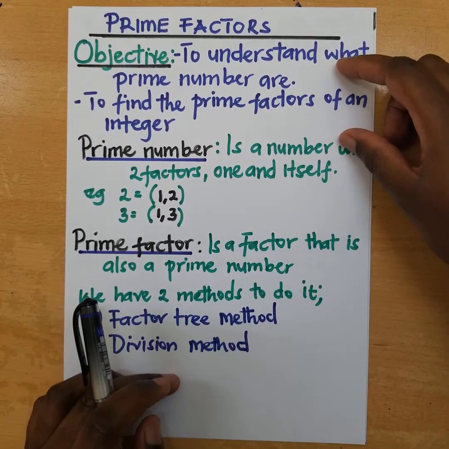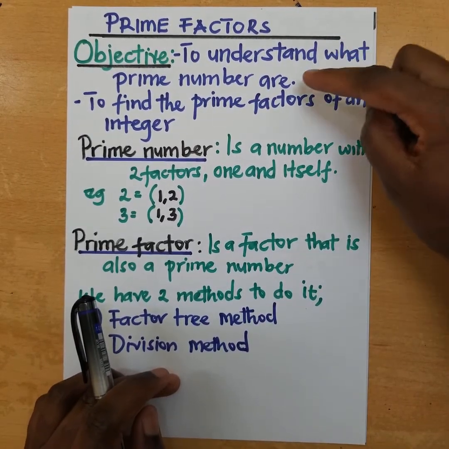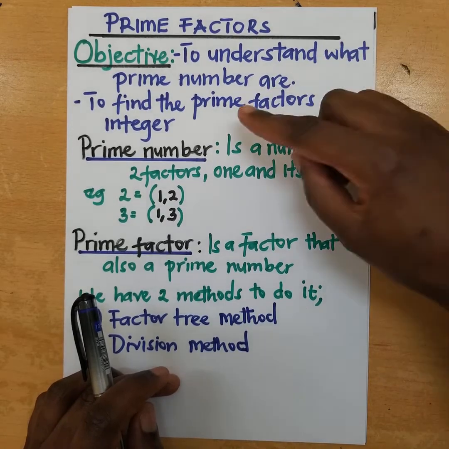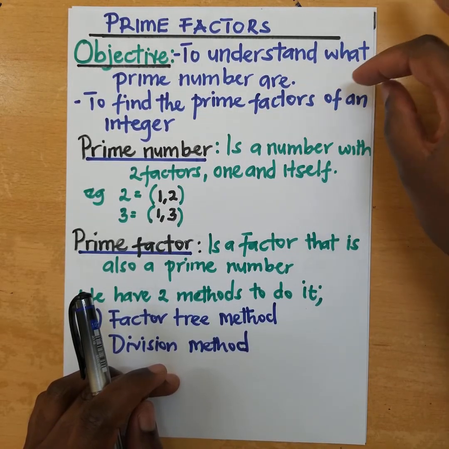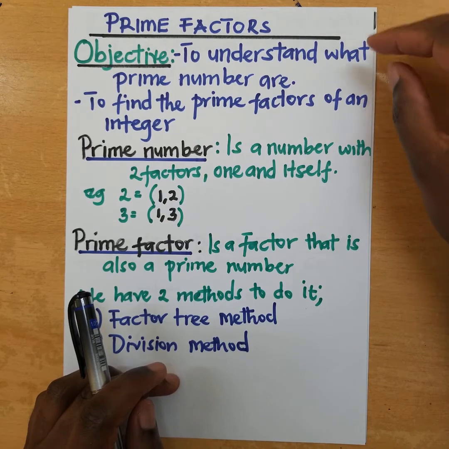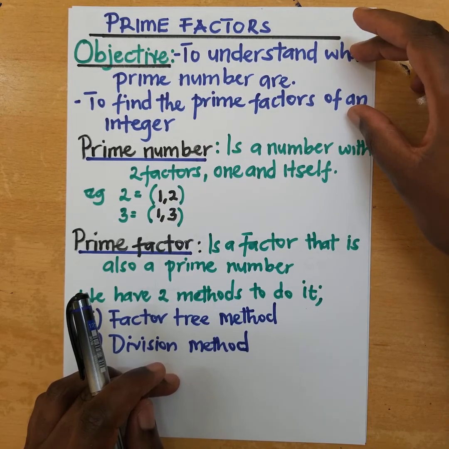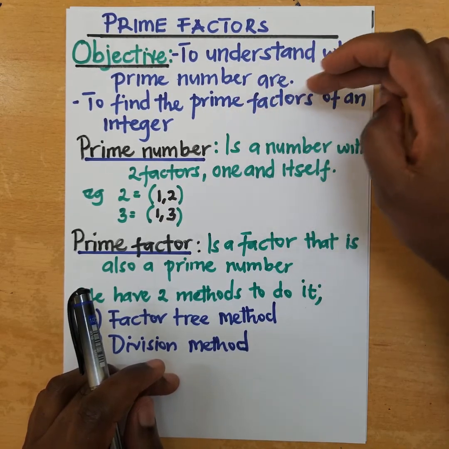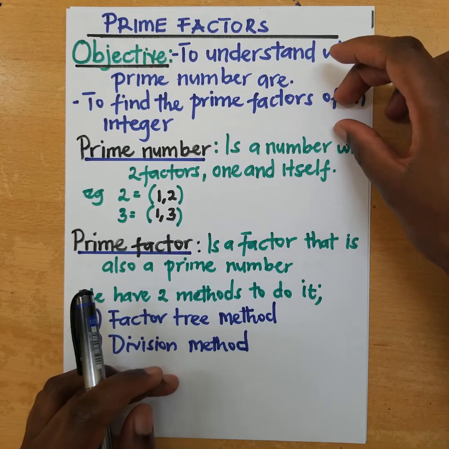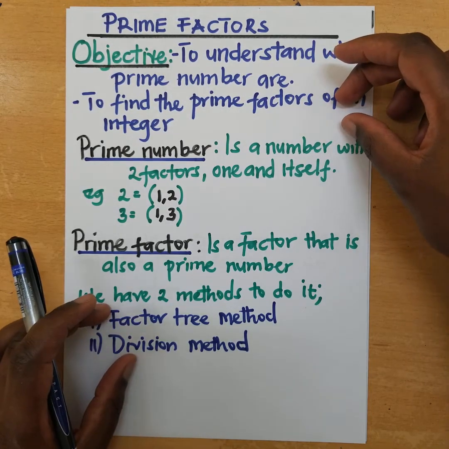The objectives for today's session: to understand what prime numbers are, and to find the prime factors of an integer. So by the end of the lesson, you should be able to understand what prime numbers are. You should be able to find prime factors of an integer. Okay? First of all, what is a prime number?